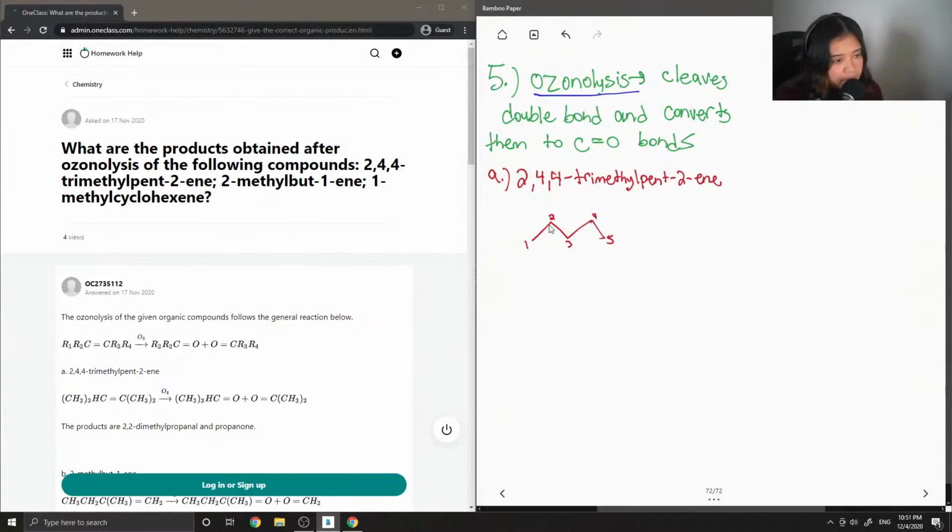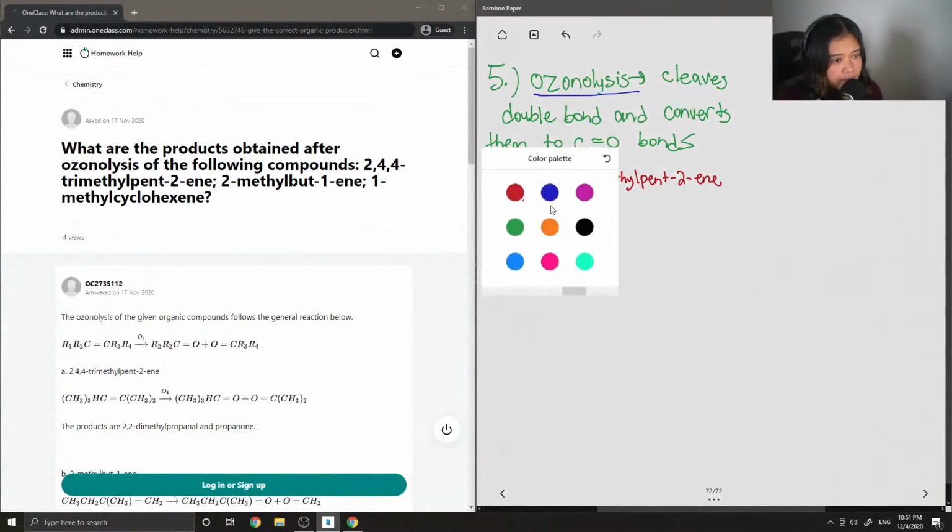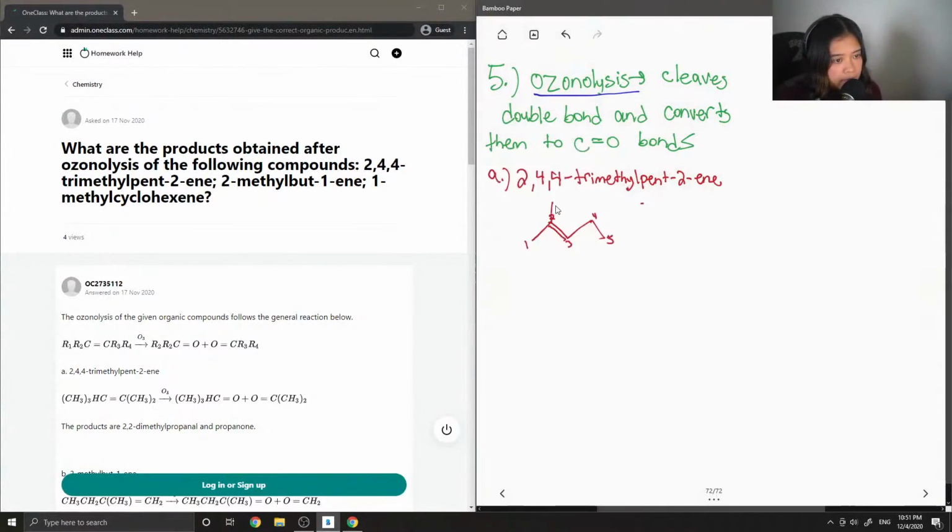And then on carbon 2, there's a double bond. And then also on carbon 2, there is a methyl group. And carbon 4 contains 2 more methyl groups. So our compound looks like this. And then when I draw out ozonolysis reactions, I like to show where the double bond is cleaved. So this will help me when I write out my final products.